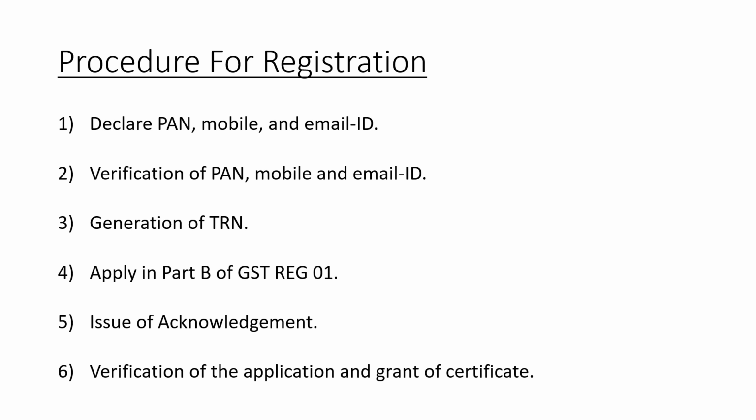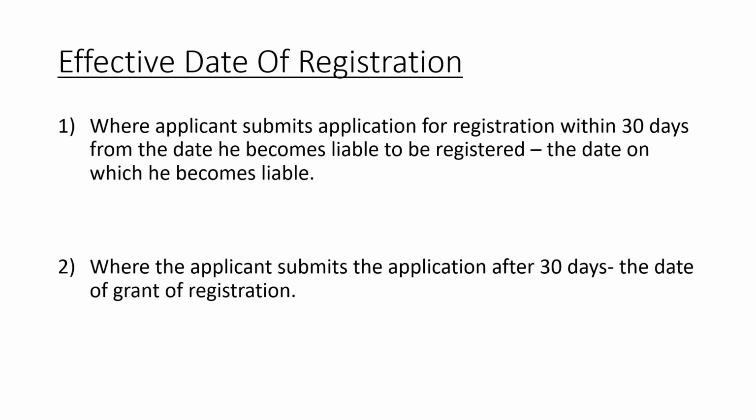If still not satisfied, the proper officer will reject the application for reasons to be recorded in writing. This is how a person can get himself registered under the CGST Act. The final part of the presentation is the effective date of registration. Where an applicant submits the application for registration within 30 days from the date on which he becomes liable to be registered, the effective date of registration shall be the date on which he becomes liable, that is, the date when his turnover crossed the threshold limit.